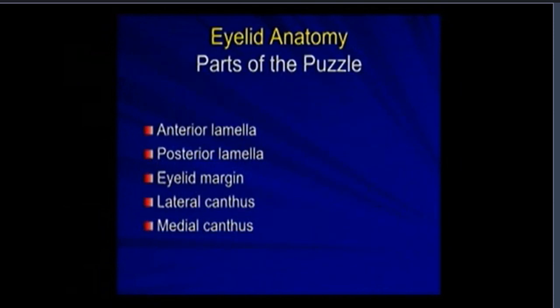When you get the tumor excised, especially for the eyelid, we need to do a reconstruction. And before doing a reconstruction, we need to recognize the main pillars of the eyelid. So we have the anterior lamella, posterior lamella, lid margin, lateral canthus, and medial canthus. We need to keep in mind reconstructing the eyelid with these pillars maintained.